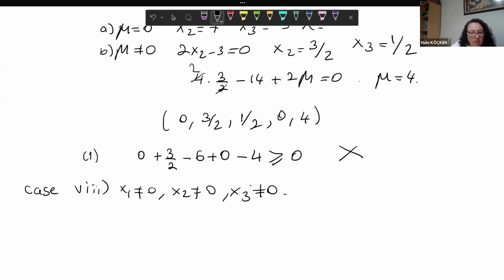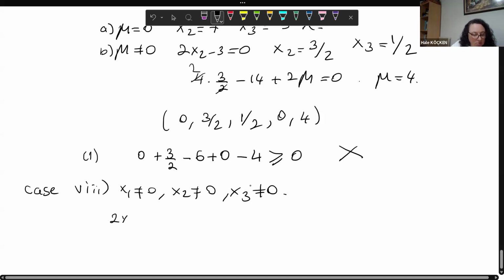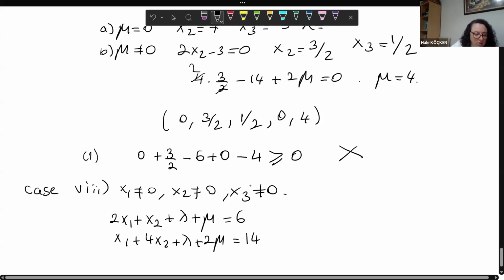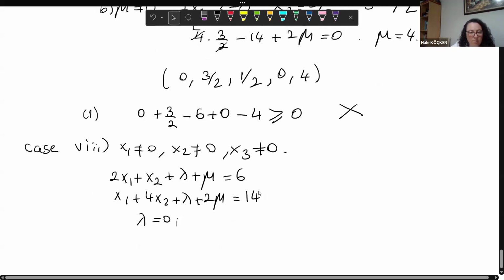So I need to write 2x1. It will be hard for us. x2 plus lambda plus mu is equal to 6 from 2, from 4, x1 plus 4x2 plus lambda plus 2 mu is equal to 14. And from the third, lambda is 0. We're lucky. We get a simple thing. From 6, lambda has to be 0.